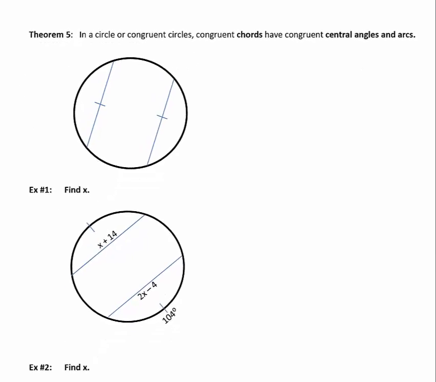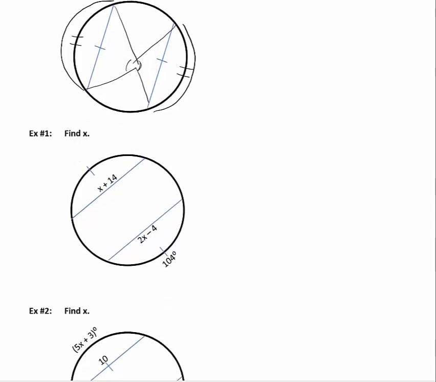And the next ones are very similar to that. If we started with congruent chords, then these arcs here and here must be the same size, and the central angles that make them also the same number of degrees. So I put up some examples.